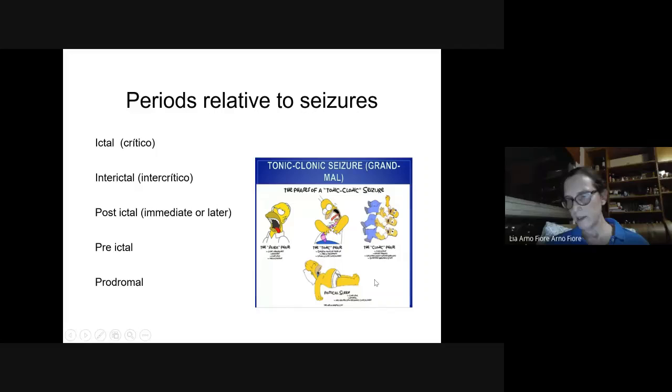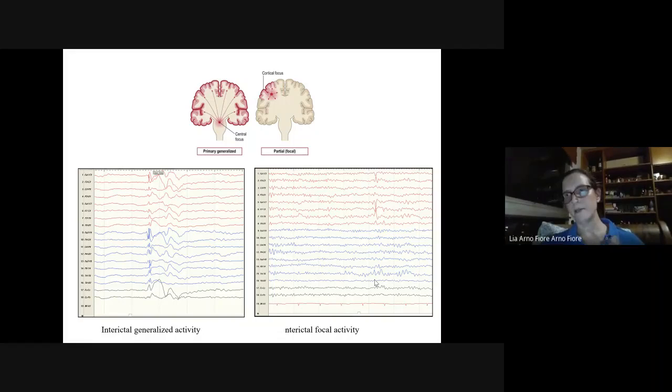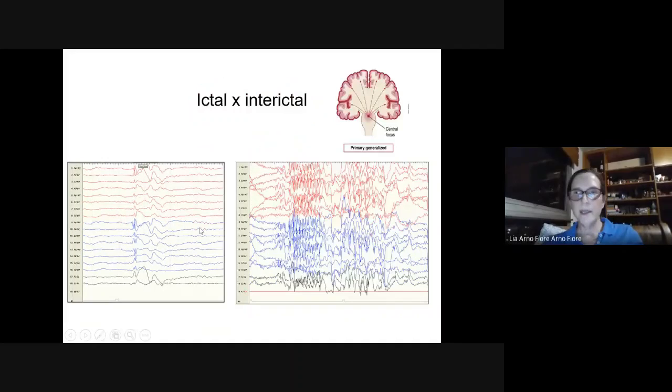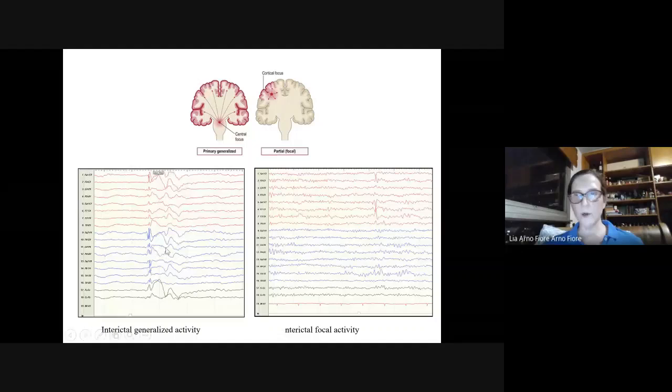Okay, so once we know that we have generalized and focal, this is an electroencephalogram of an interictal generalized activity, right? So all the cortex is involved, but this is not a seizure. It is just one element. I always say that it's like a spark and the seizure is the fire. So this is just like a blip. It's just a spark, not yet the fire. Or let's say just a tremor, not yet the earthquake. So this can be generalized, both sides, or it can be something restricted, a focus.